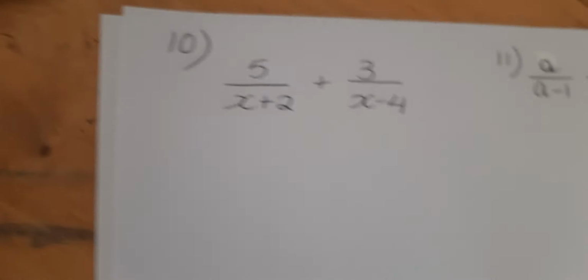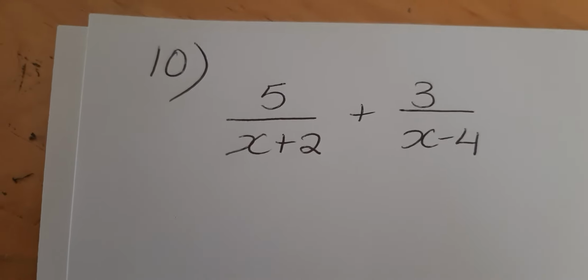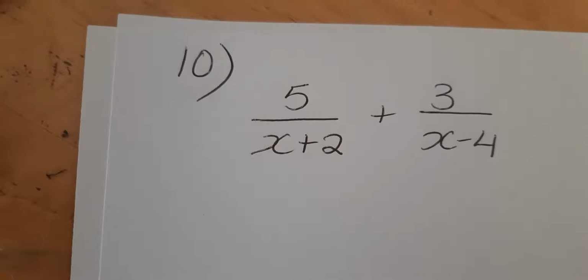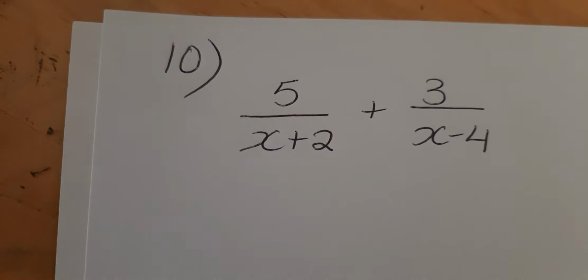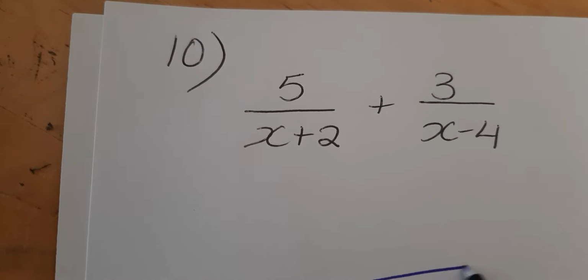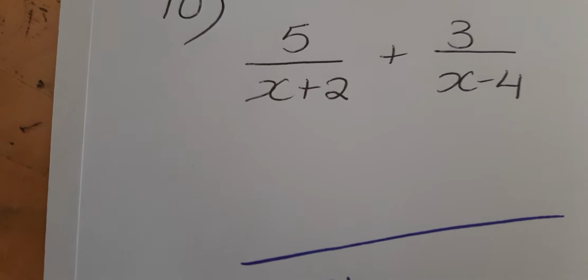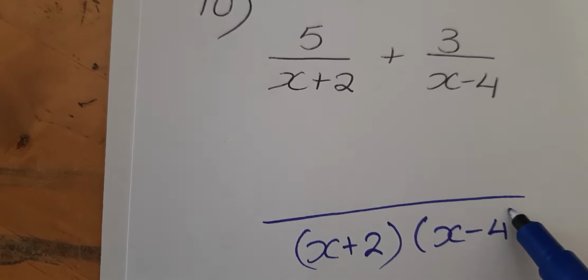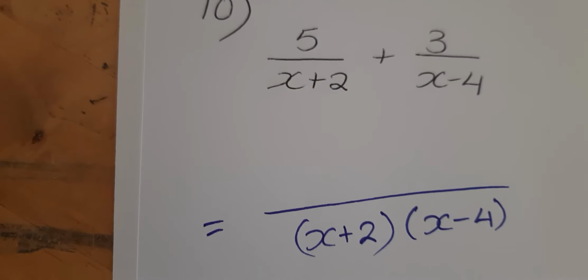Let's look at another example, example 10. Here we have two different denominators. So we're looking at these two different denominators. Just look at them as if they are two different numbers. So they're two different numbers, so we have to include them both in the denominator. We have x plus 2 multiplied by x minus 4 as my new denominator.